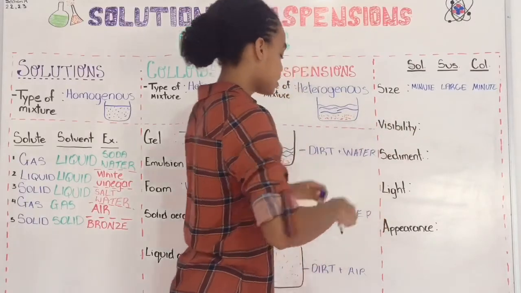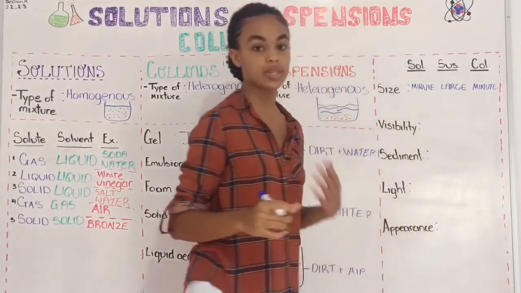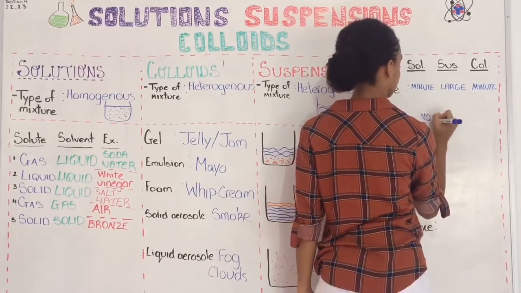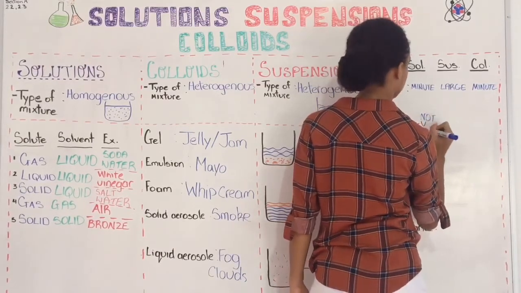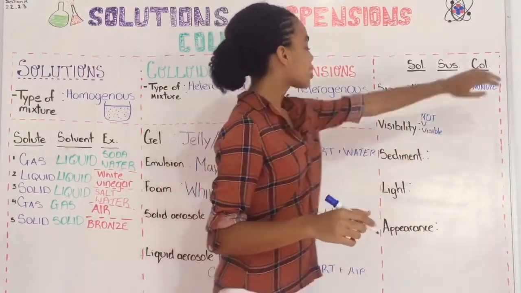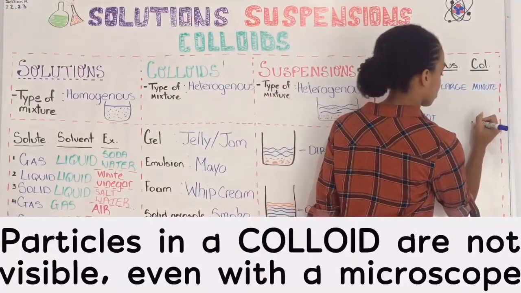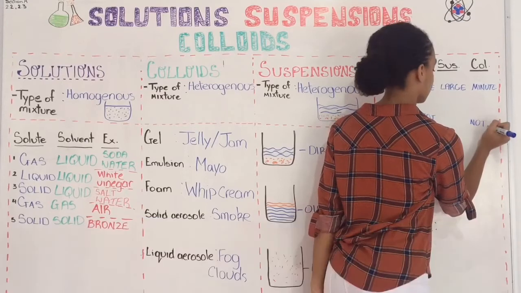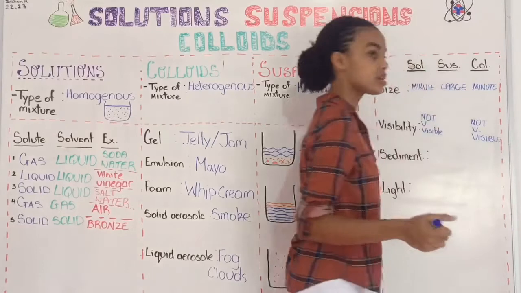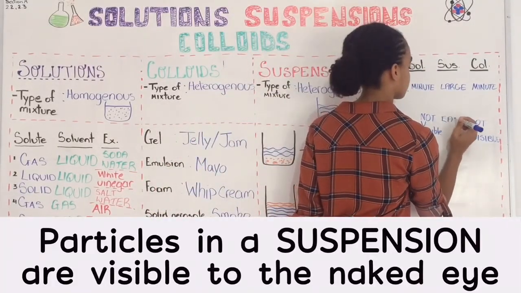Okay, visibility. Since the particles in solutions are so minute, they're not easily visible with the naked eye or even a microscope. So we say not very visible with the naked eye or even a microscope. The particles in colloids are similar, they're not very visible with microscopes or the naked eye. The particles in suspensions, however, are easily visible with the naked eye. So easily.